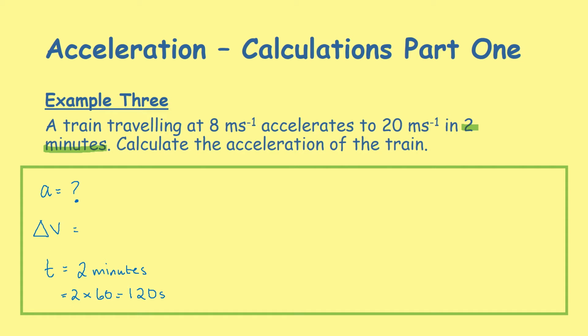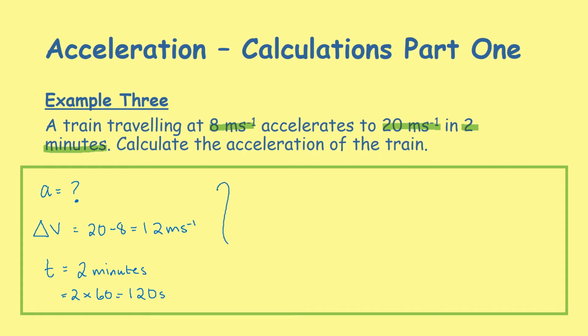And now let's have a little look at the change in speed. We're given two numbers here. Initially the train is travelling at 8 meters per second, and then it accelerates to 20 meters per second. So we need to find the difference between these values because it's the change in speed we want. So 20 take away 8 is equal to 12 meters per second. The train increases its speed by 12 meters per second.